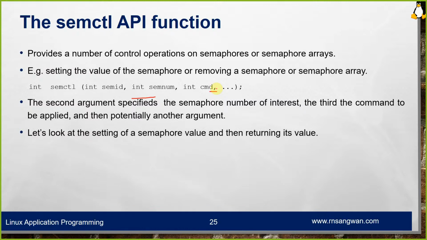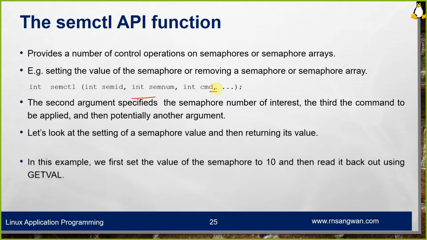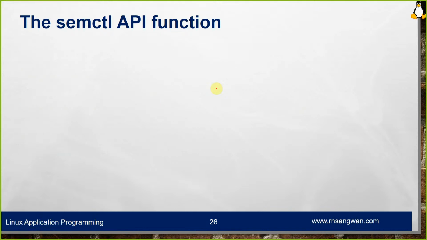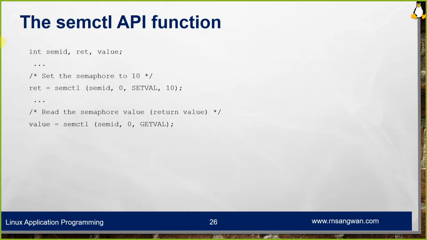Let's look at the setting of semaphore value and then returning its value. In this example, we first set the value of the semaphore to 10 and then read it back out using get value. So integer semaphore ID, set the semaphore to 10. So semctl, set value 10, and then read the semaphore value, that is the return value, using semctl, semaphore ID and get value. So this value variable will have 10 now after this call.